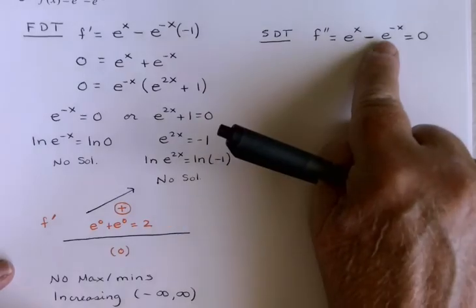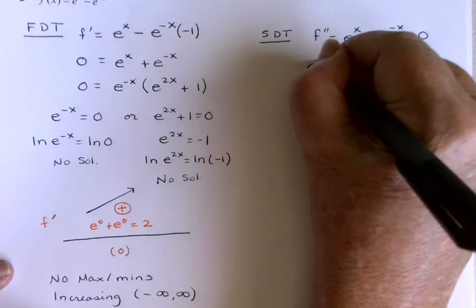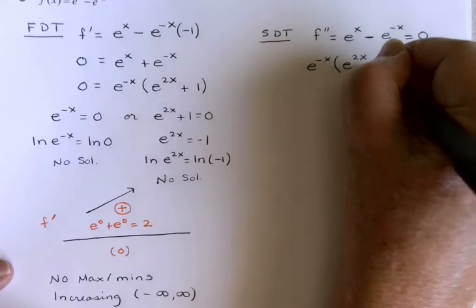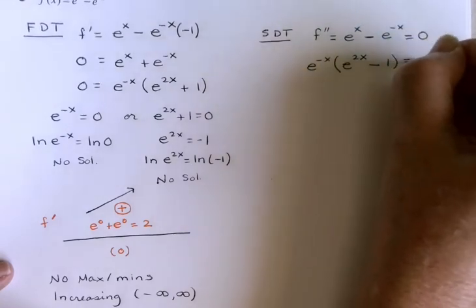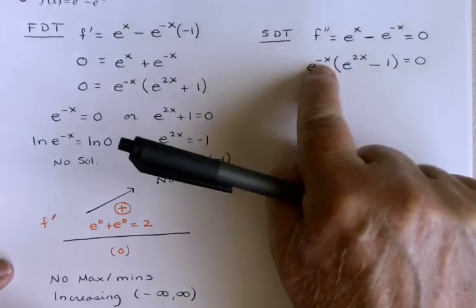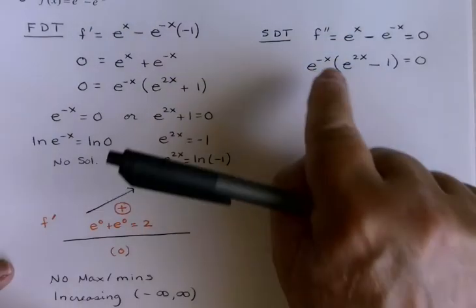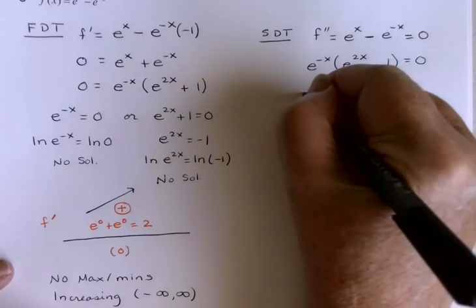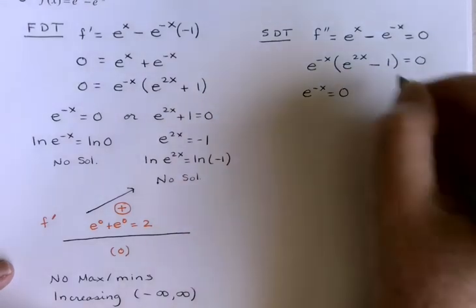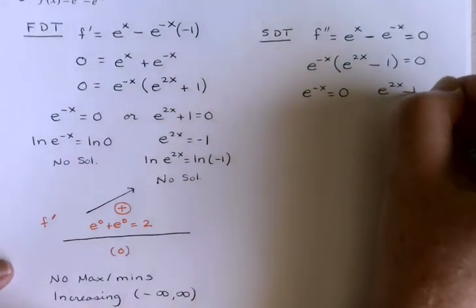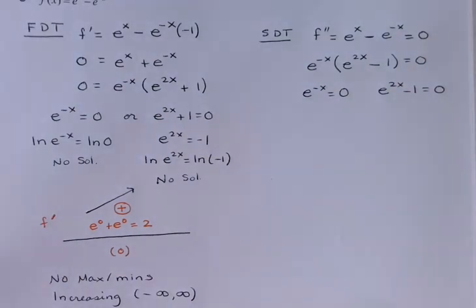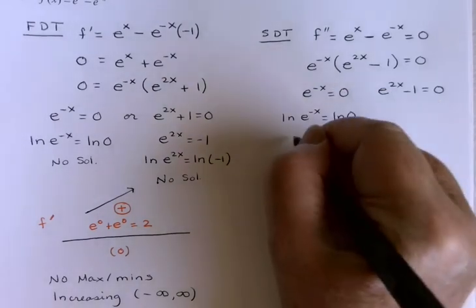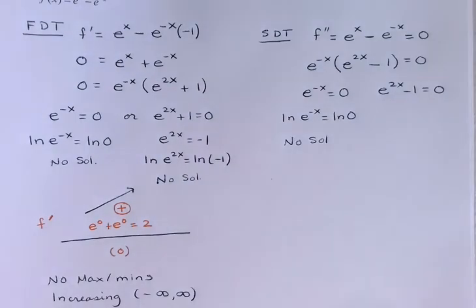I'm going to use the same trick. I'm going to factor out the smallest power of e, so e to the minus x. It makes that e to the 2x minus 1. Again, remember, you're really taking x minus a minus x. That's how I'm getting that 2x, but you can double check. When you add those together, you get the x back again. So e to the minus x equals 0, or e to the 2x minus 1 equals 0. We've seen this one before. When we try and take the natural log of 0, it's undefined, so there is no solution.